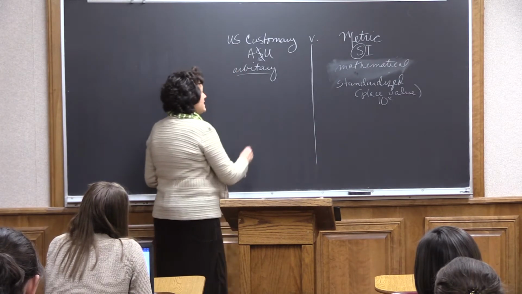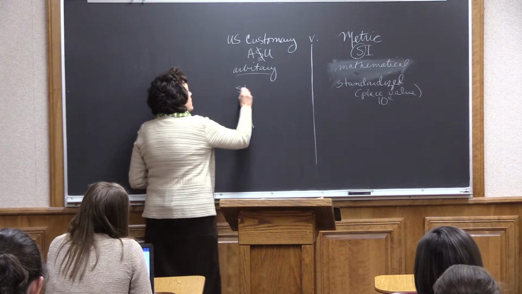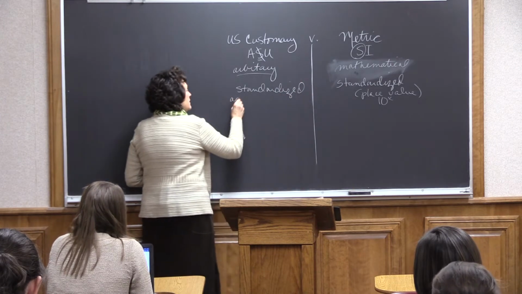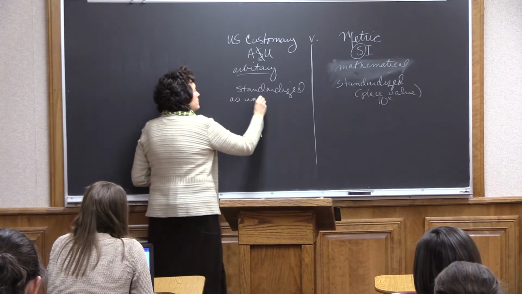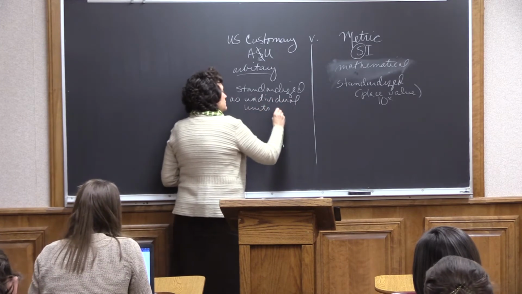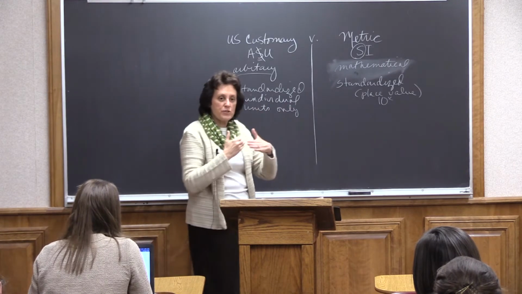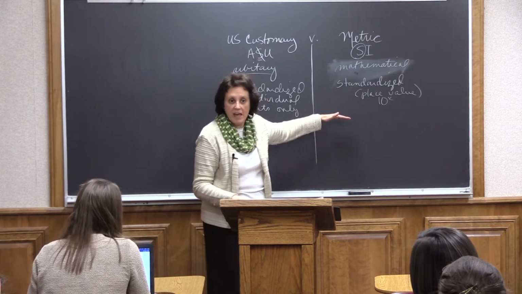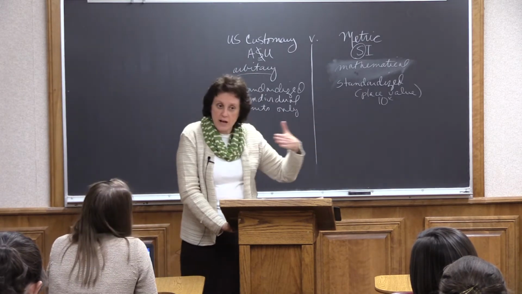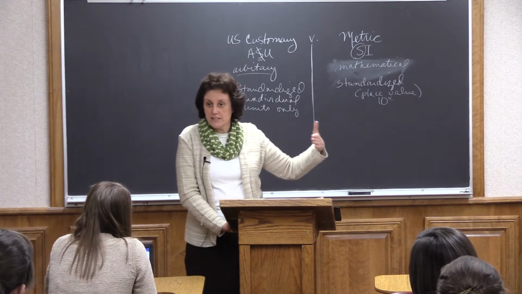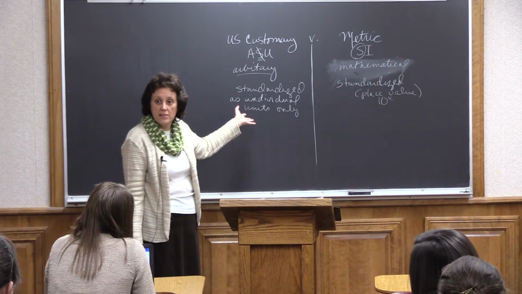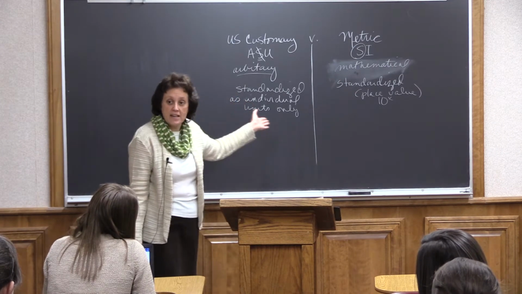The U.S. customary system, they're only standardized individually. There's not a nice relationship between all the units, as is the case with the metric system. The metric system is standardized as a whole. It's an entire system. The U.S. customary units are not a system per se, are they? They're only standardized as individual units.